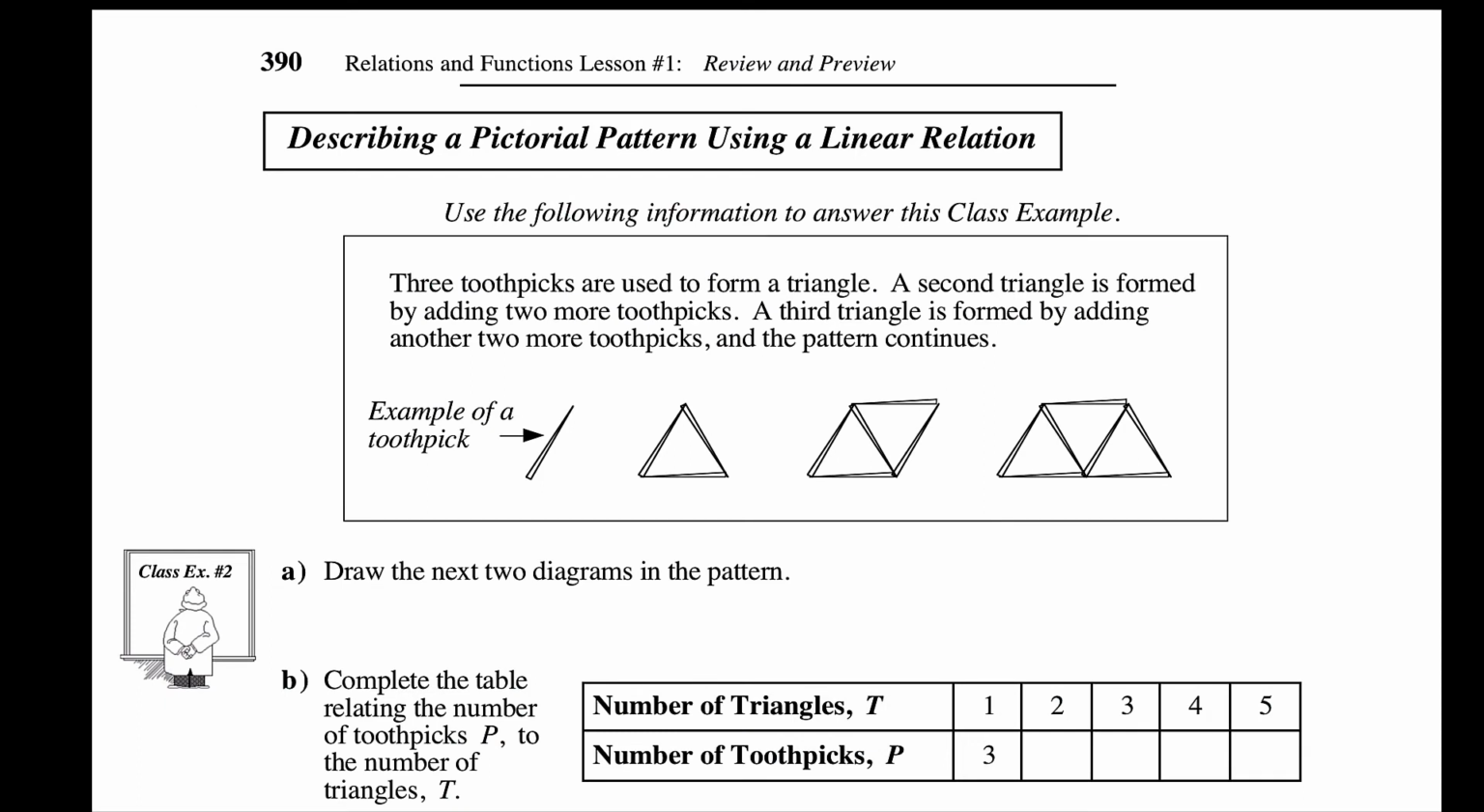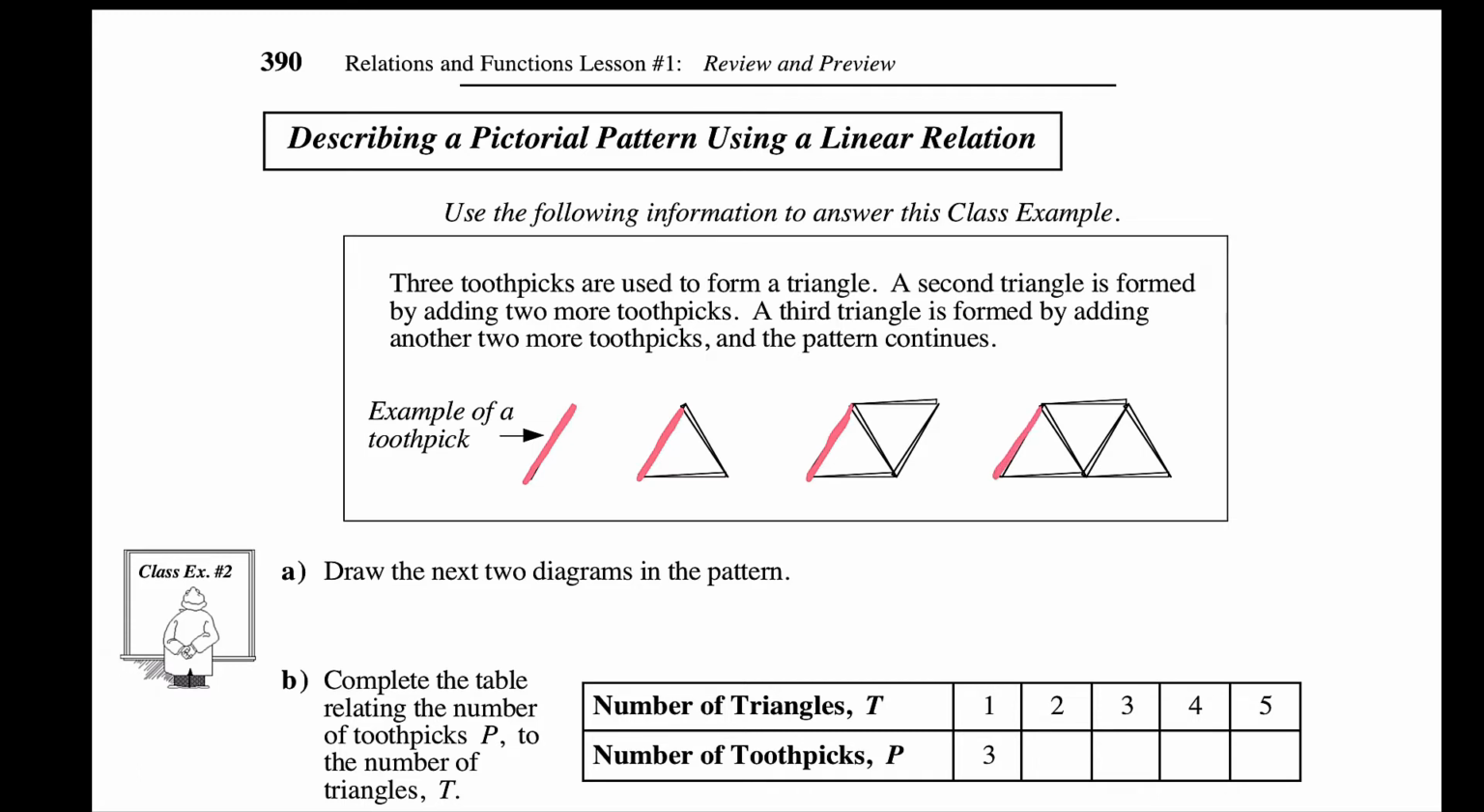Okay, let's take a look at page 390. This will be class example 2. So we're looking at a linear relation. Okay, so this is going to be the equation of a line, which is y equals mx plus b. And we're asked to look at this pattern right here. So it says we've got one toothpick to start off with, which would be that one right there, and that one right there, and that one right there.